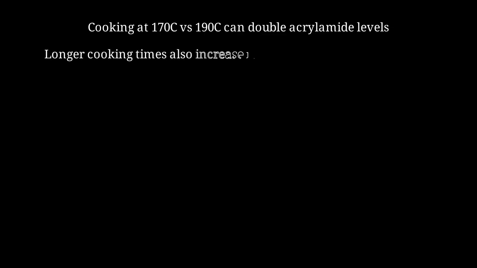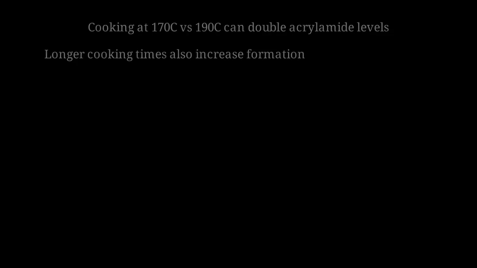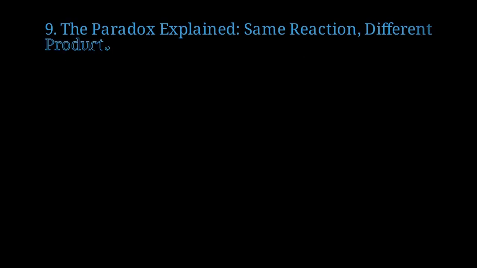Cooking at 190 degrees Celsius versus 170 can double acrylamide levels in many foods. Additionally, longer cooking times allow more acrylamide to accumulate, though the rate of increase slows over time. Now we can truly understand the paradox. How does one reaction create both delicious and dangerous compounds?